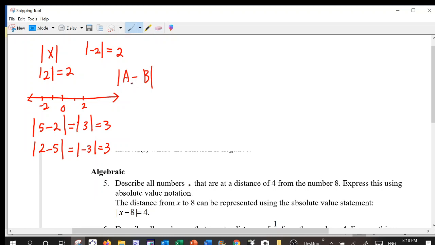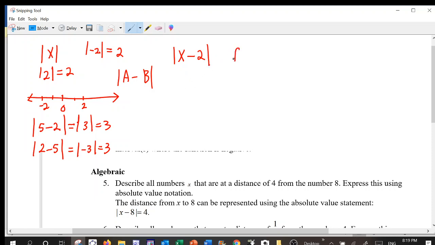Now, usually if one of them is unknown, we write it first. So for example, how do I write the distance between a number and 2? Well, distance between a number and 2 would be that, right? And when we talked about absolute value equations, I think in other videos I talked about this, but in this section we want to talk more about it as a function.